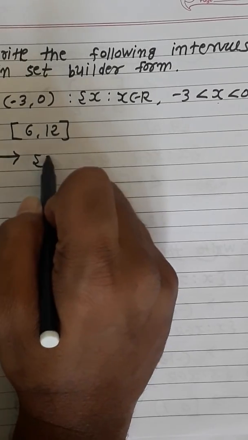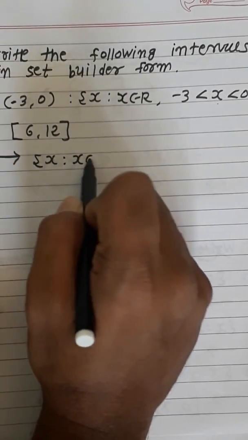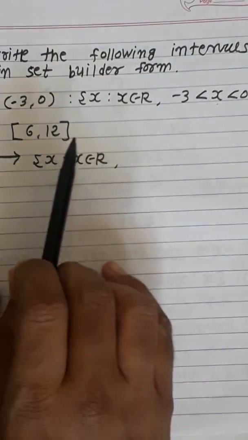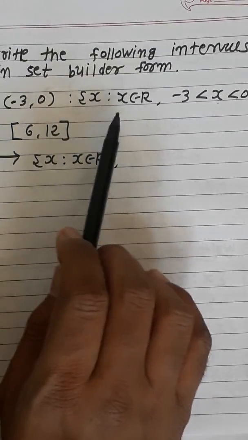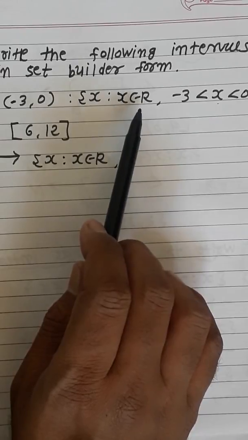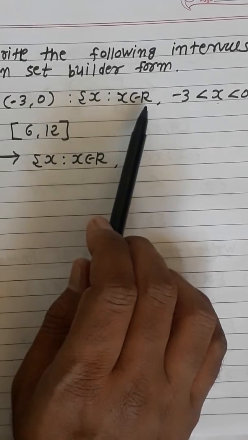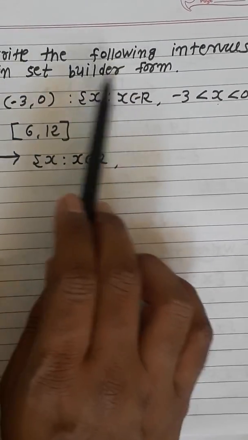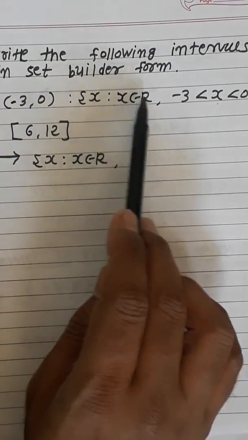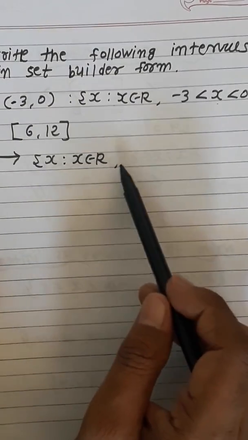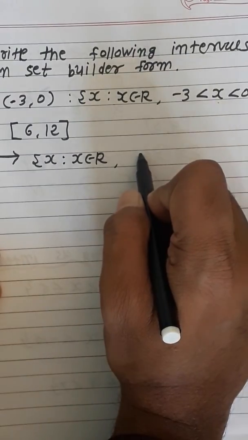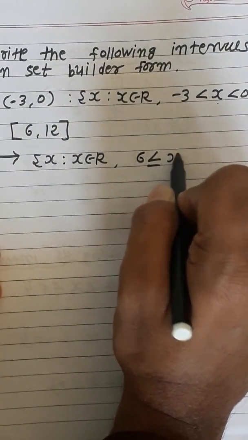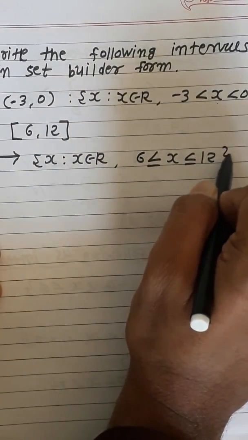So {x : x belongs to R}. In this question no condition is present saying natural numbers or integers, so we consider real numbers. So {x : x belongs to R, 6 ≤ x ≤ 12}.